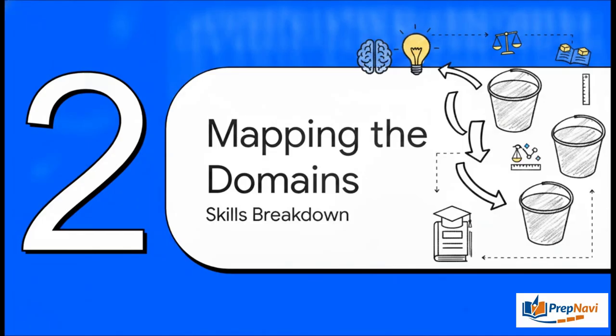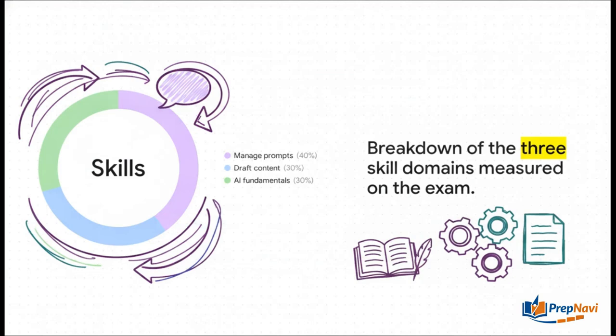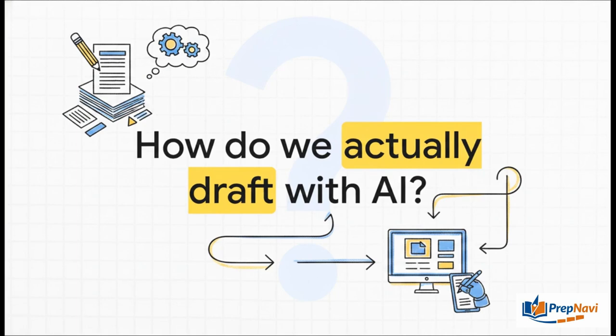Section 2. Mapping the 3 domains. Okay, looking at the breakdown of what's actually measured, the spread is super interesting. You've got managing prompts and conversations taking up the biggest slice of the pie at 35 to 40%. Generative AI fundamentals sit at 25 to 30%. But today, we are zooming right in on that other crucial 25 to 30% chunk dedicated entirely to drafting and analyzing business content. This is quite literally where theory meets practical daily application. So it really begs the question, right? How do we take these massive generative AI tools and actually use them to draft tangible, everyday business documents?